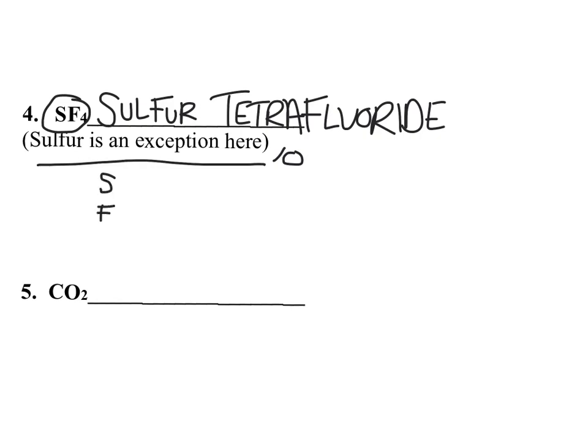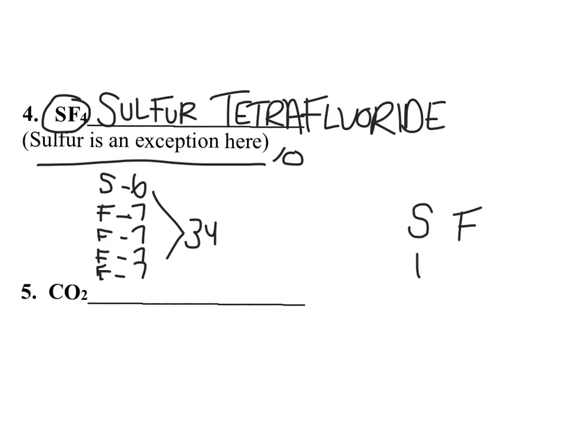1 sulfur and 4 fluorines. Each fluorine has 7 valence electrons, right? They're all halogens, group 17. And sulfur has 6. So when you add all those up, 7 times 4 is 28, plus 6, you're going to end up with 34. Now, who's going to go in the middle? Well, sulfur's the oddball. So let's make sulfur in the middle and surround it with fluorines.